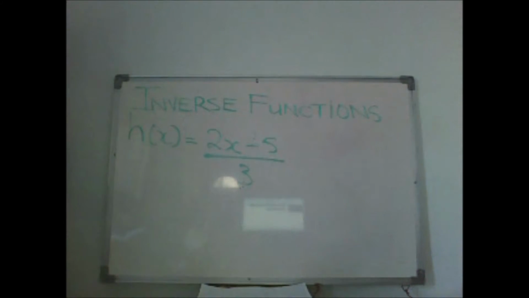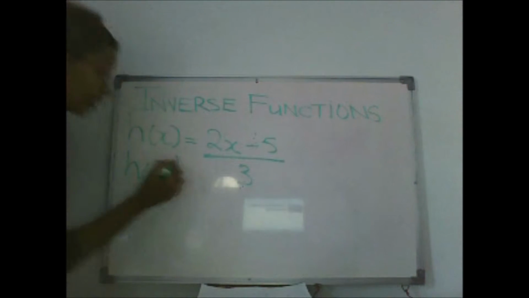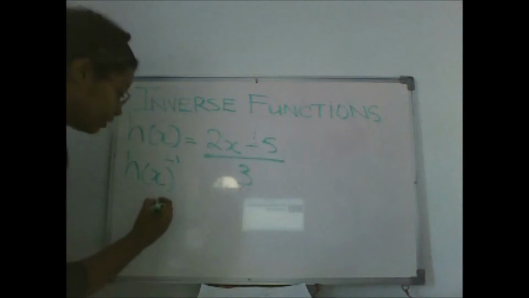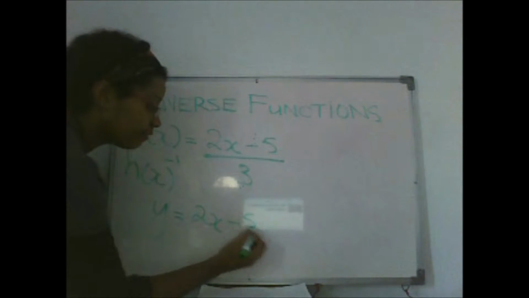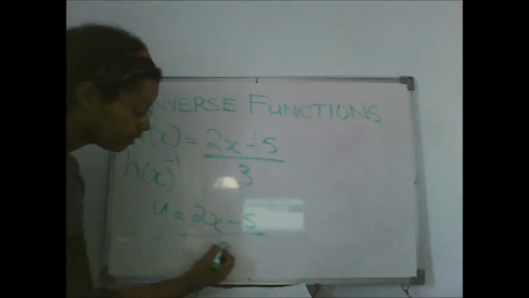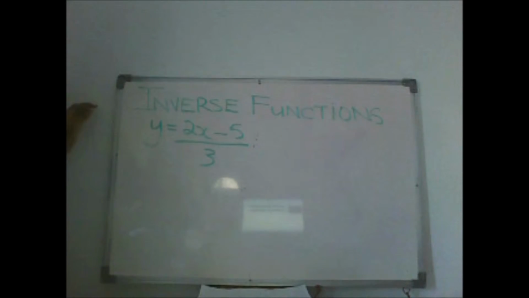Okay, so still on inverse functions. Yay! So we have h of x is equal to 2x minus 5 all over 3. It's no different than the example. We're going to do the same thing. We just make a note here that we're trying to find the inverse of h. And we're going to say y is equal to 2x minus 5 divided by 3. Alright, so y is equal to 2x minus 5, all over 3.